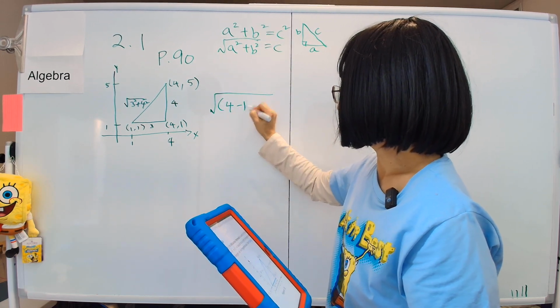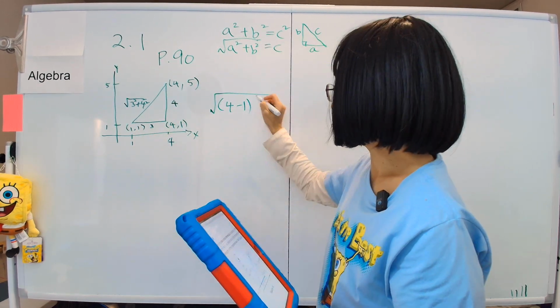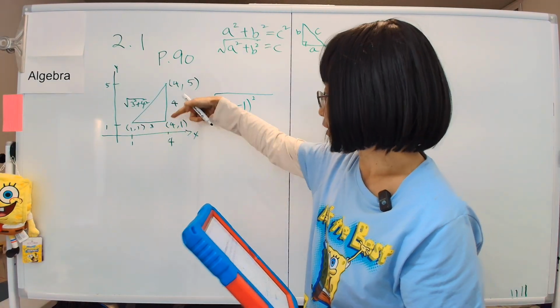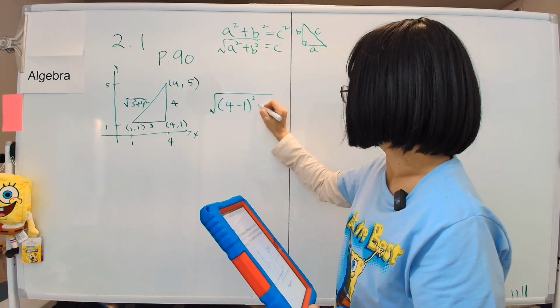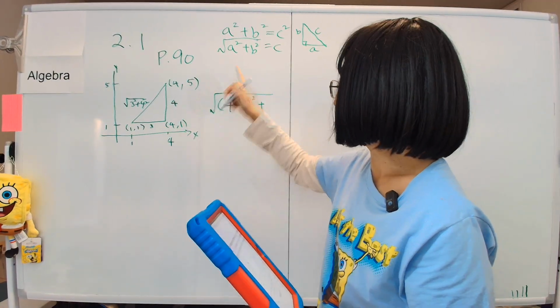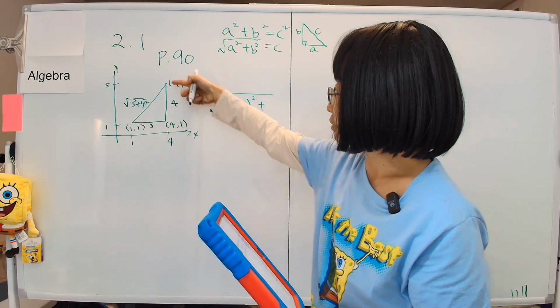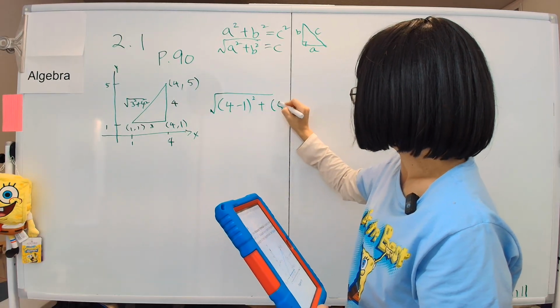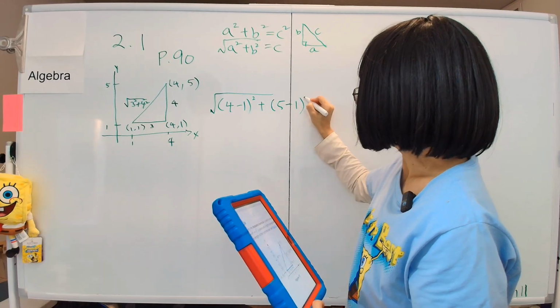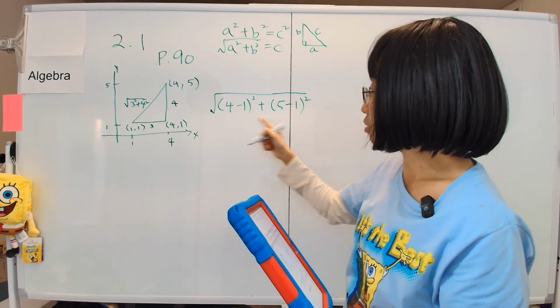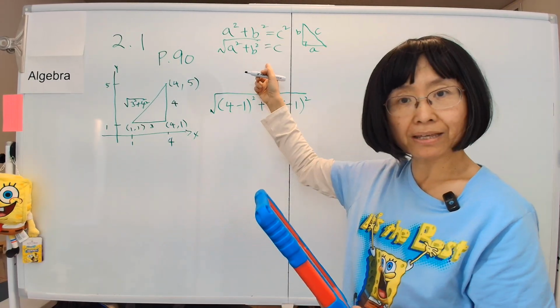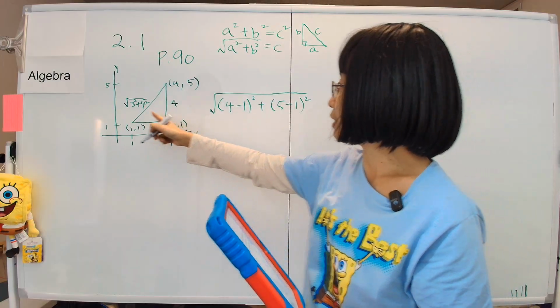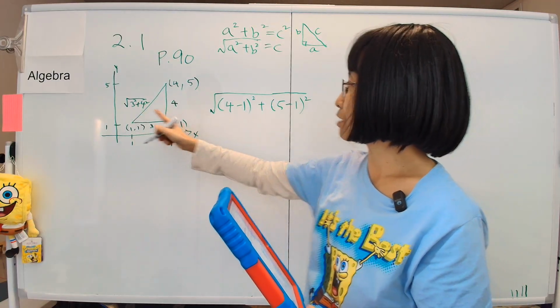That equals the distance here, squared, and then we do the vertical distance, which is the b part, which in this case will be 5 minus 1, squared. Then we take the whole thing square root, following the Pythagoras theorem, and that's this, okay? So that's how we came up with it.